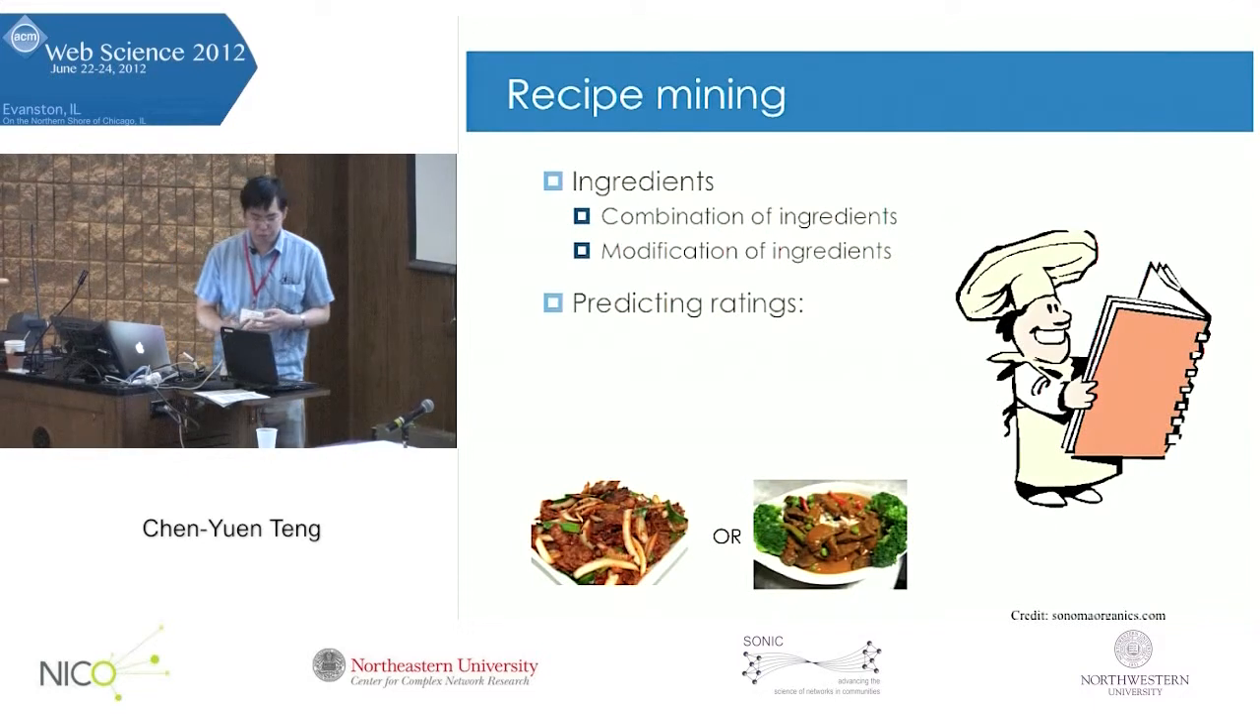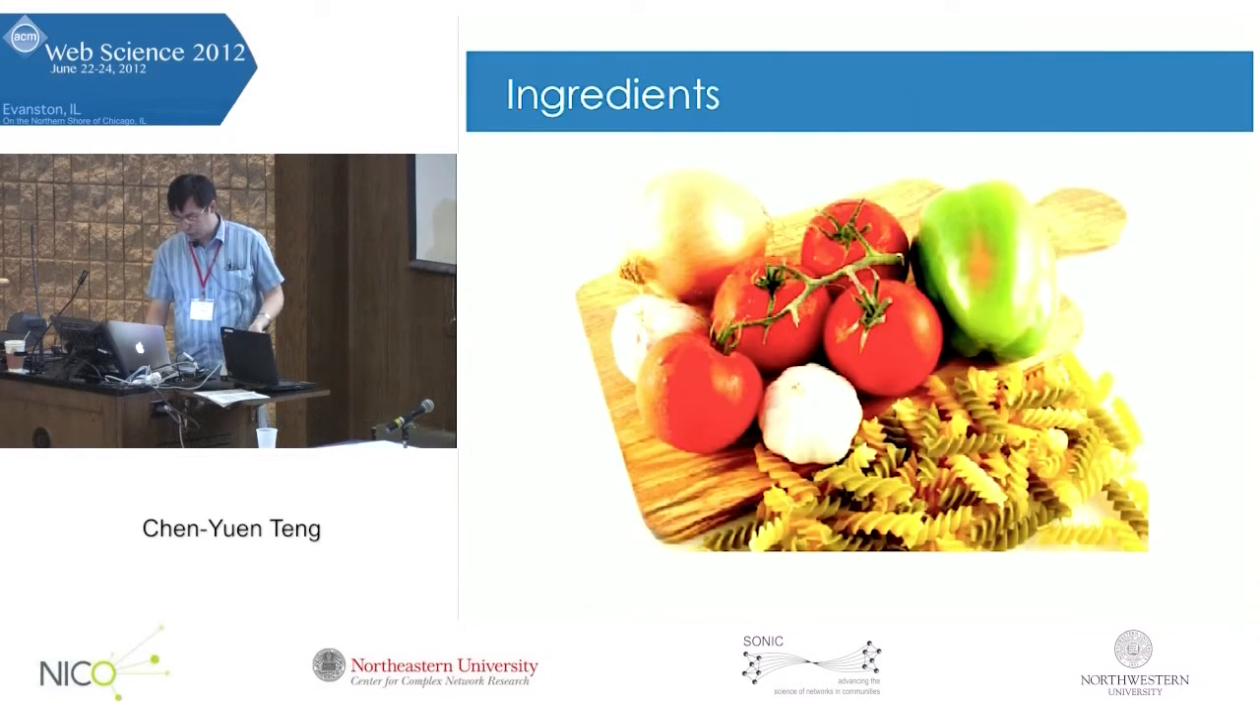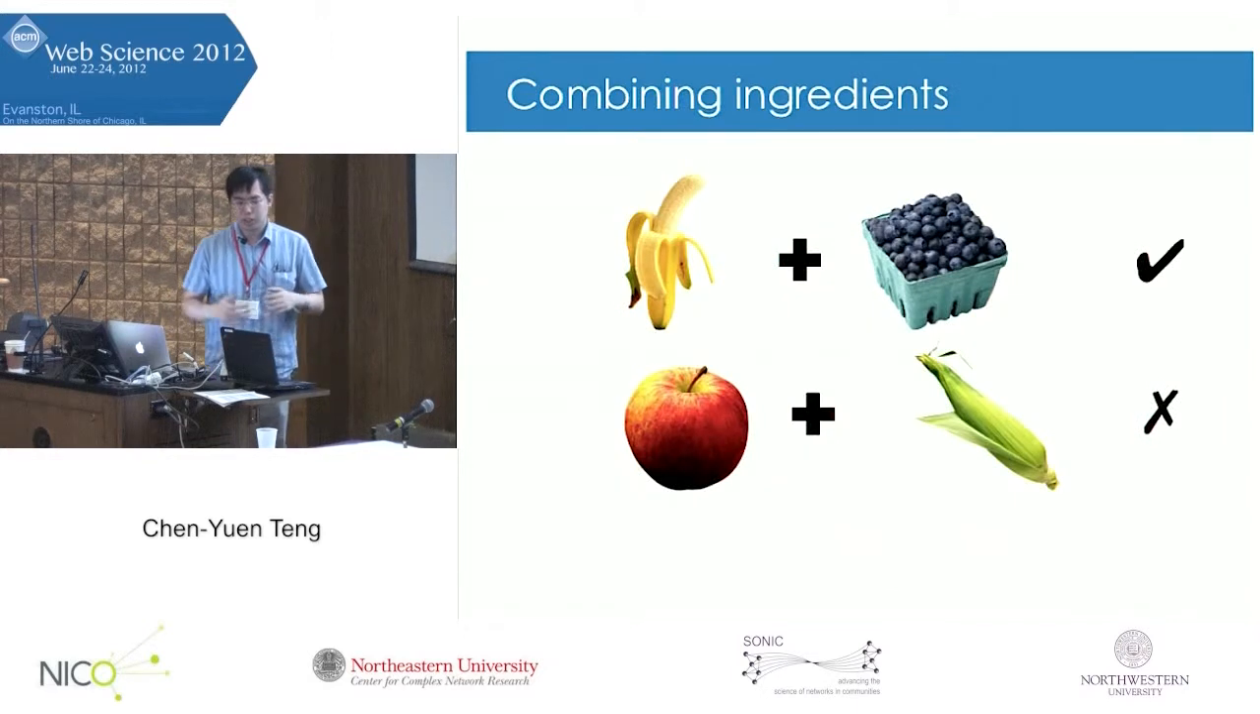So here is the framework of our recipe mining. First we aggregate the information of ingredients to build a complement network, which models combinations of ingredients. We also build a substitute network, which models the substitutability of ingredients. Then we use this information to predict recipe ratings. So let's begin with the ingredient networks.